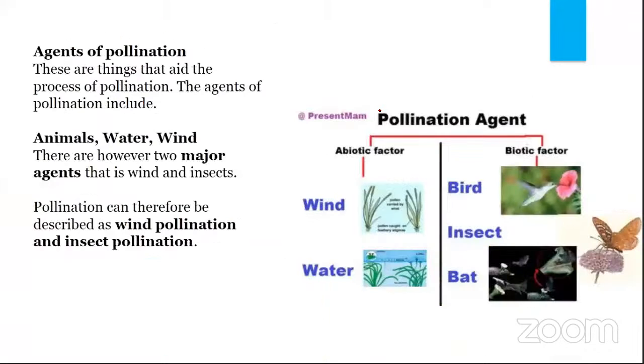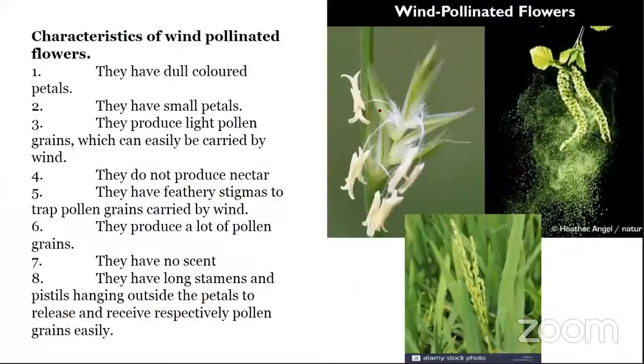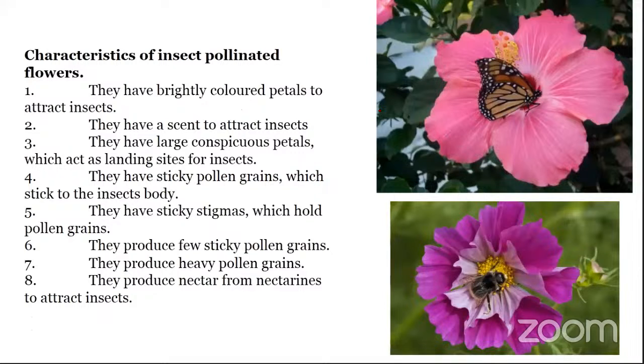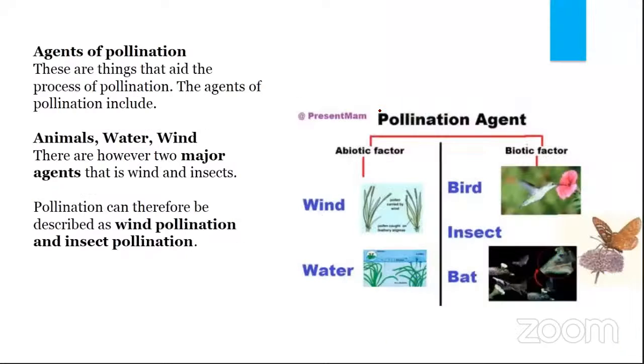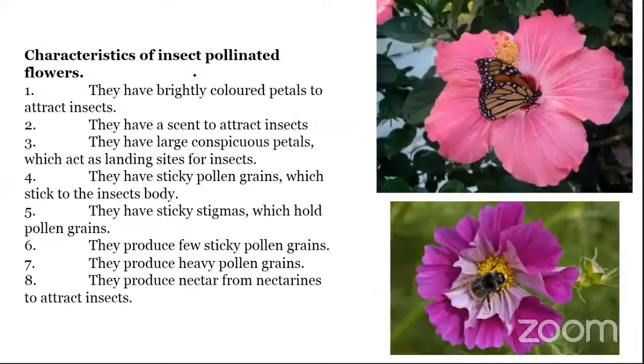I think we ended with pollination, if you still remember, whereby we looked at insect pollinated flowers. I think we ended with agents of pollination, if I remember very well. This is where we ended. And today, we can now look at characteristics of insect pollinated flowers.